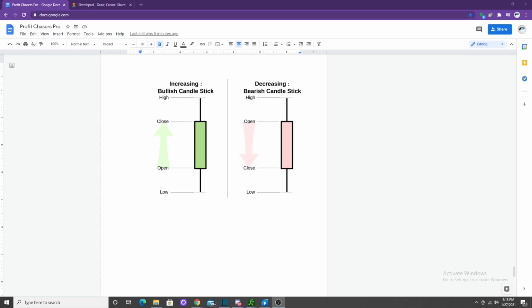All right, Profit Chasers Pro students, you guys made it to the basics, and I wanted to kick it off with how to read a candlestick. So without further ado, let's get right into it.